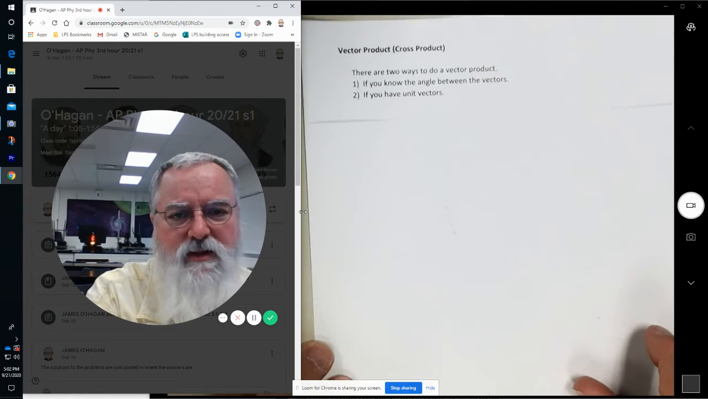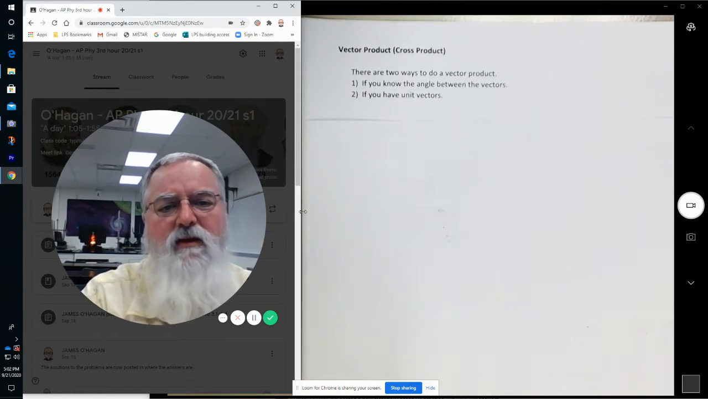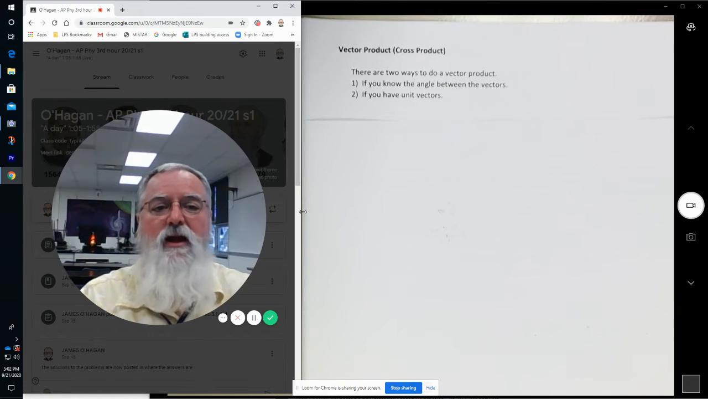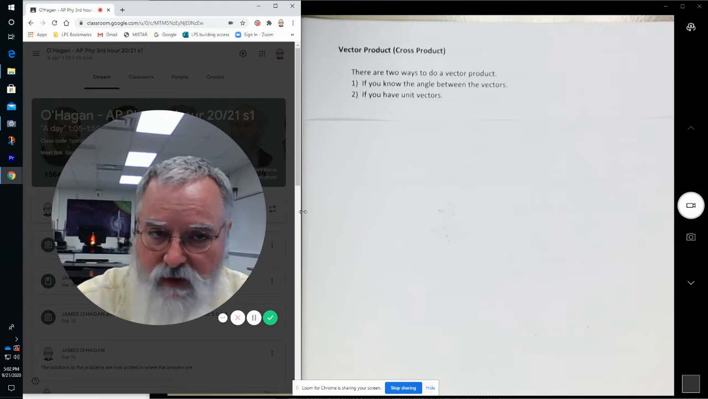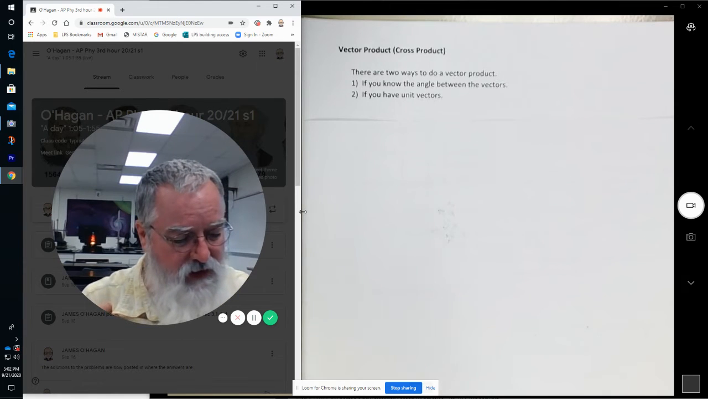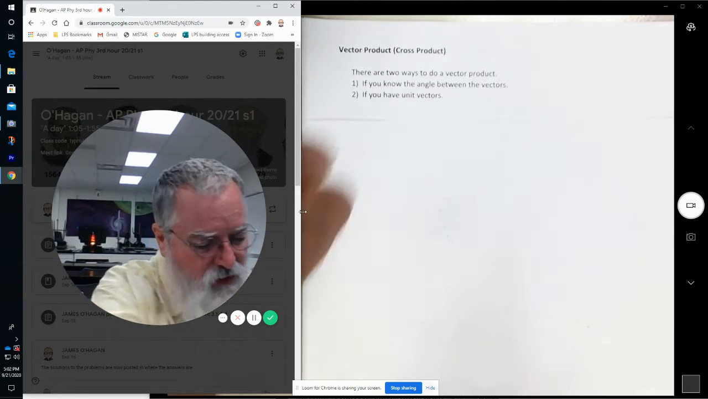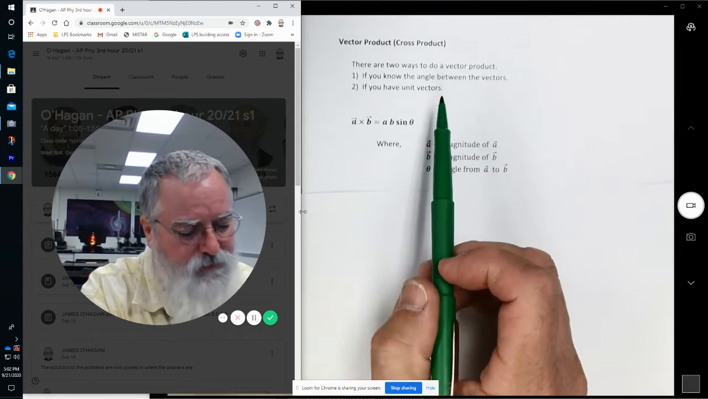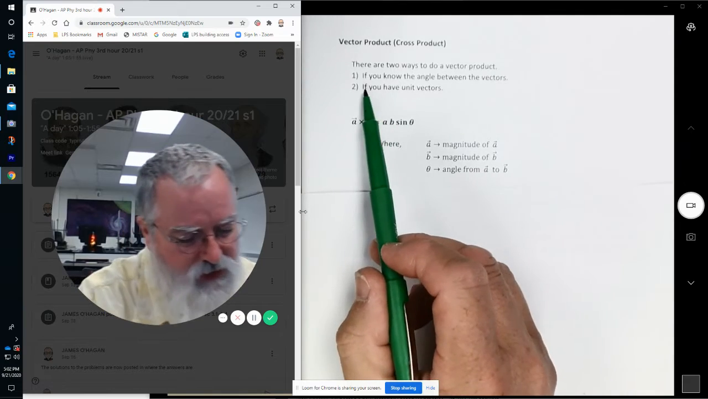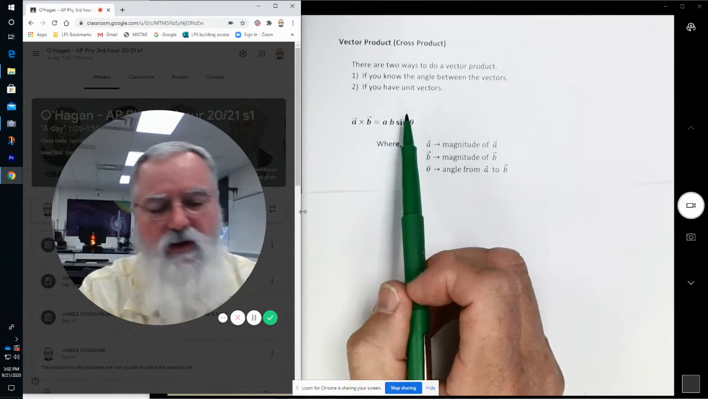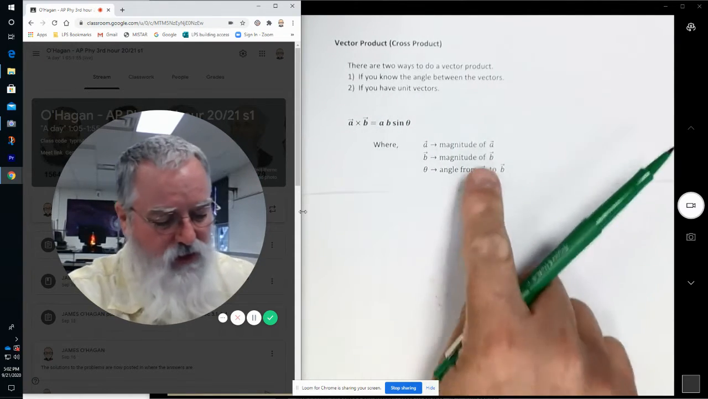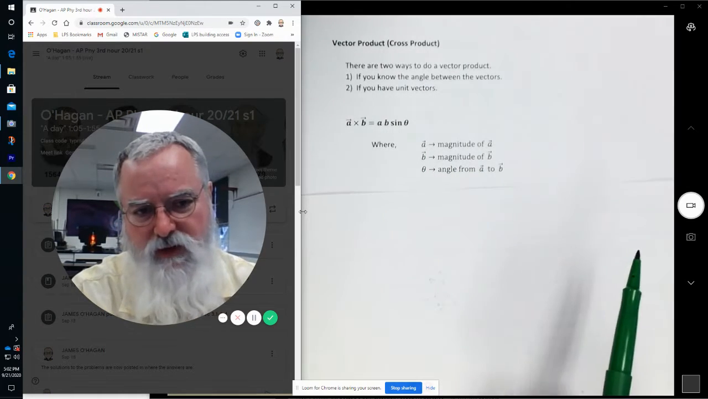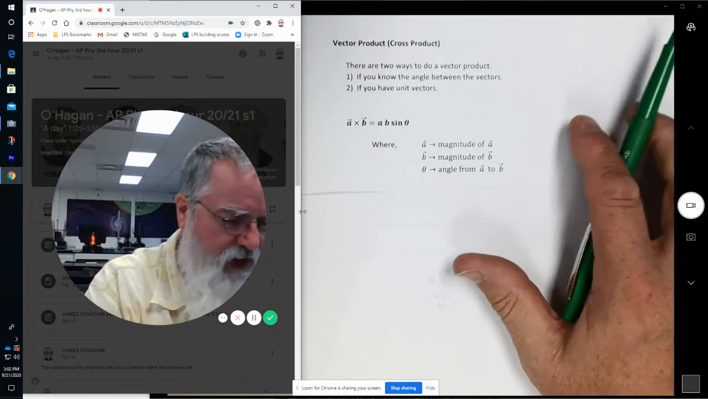Now let's talk about the vector product, or the cross product. This is where you multiply two vectors and you get a vector. I'm going to show you the old-fashioned way right here. You'd use it if you know the angle between the two vectors. If you have unit vectors, you're going to do what I'm going to show you in just a second. So here comes the old-fashioned way.